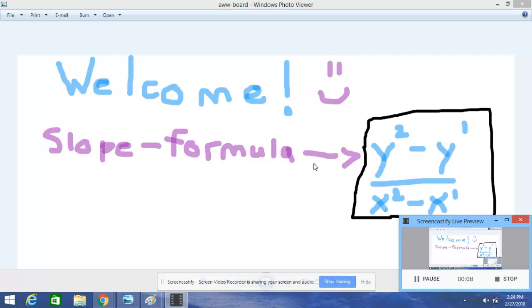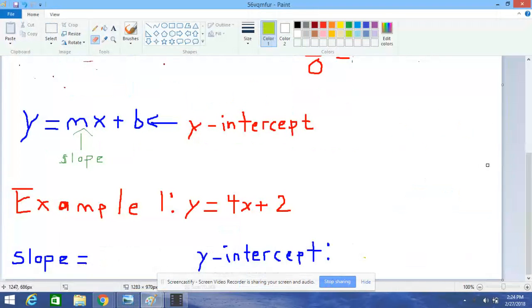So let's get started. Today we're going to be learning how to find the slope from two pair of points. So here we have our slope formula, which is y2 minus y1 over x2 minus x1. Okay, now we're going to go to the first example.